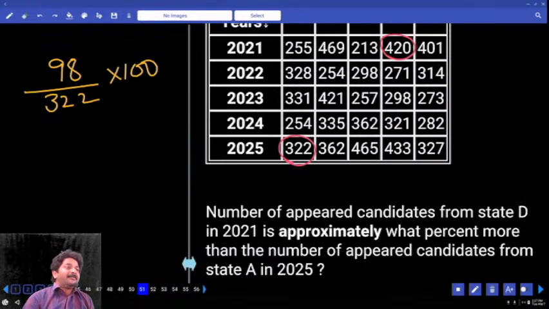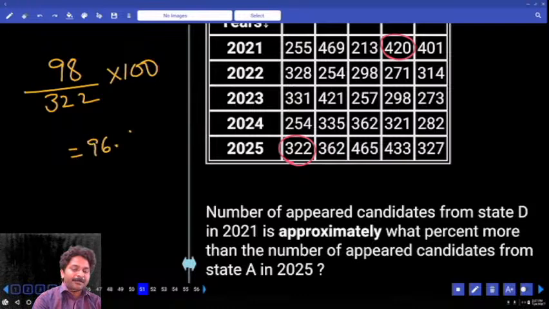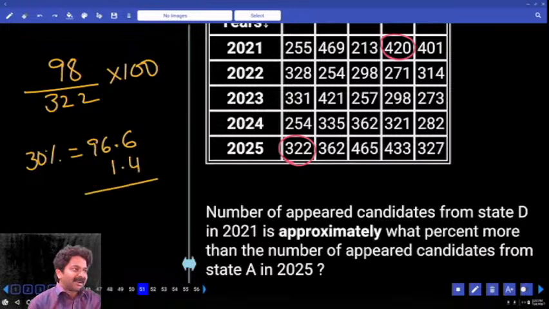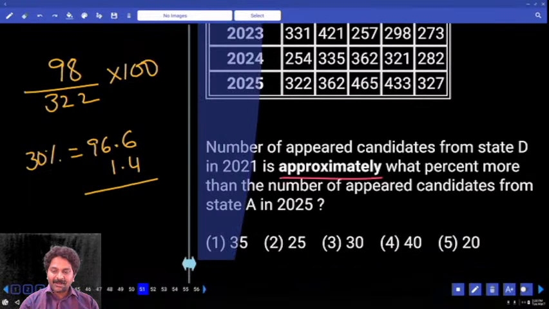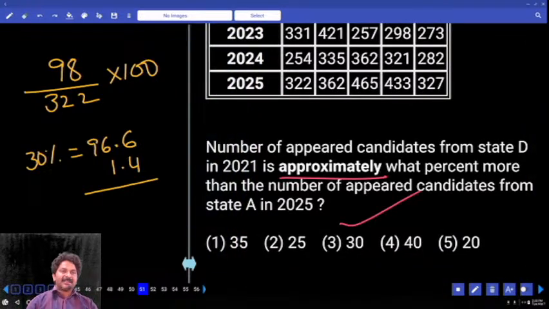Now get the answer from the denominator. What is 10% of the denominator? 32.2. The numerator is about 3 times only. 3 times 32.2 is 96.6, which is 30%. Correct? How much more we need to add? 1.4. That is not even 1% of the denominator. So the answer must be a little bit more than 30%. Correct? Come to the options. And again, your answer is approximately, so you can start directly with 30.